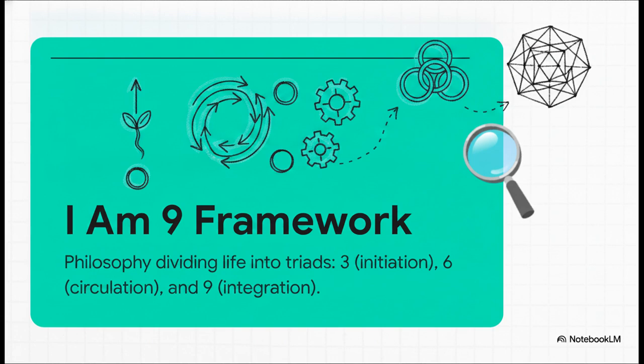You've got 3, which is initiation. Think of it as the seed stage. You have 6, which is circulation, or basically repetition without any resolution. And then you have 9, representing full integration and coherence. In this view, illness isn't just a foreign invader. It's a system trapped in a repetitive 6 loop.